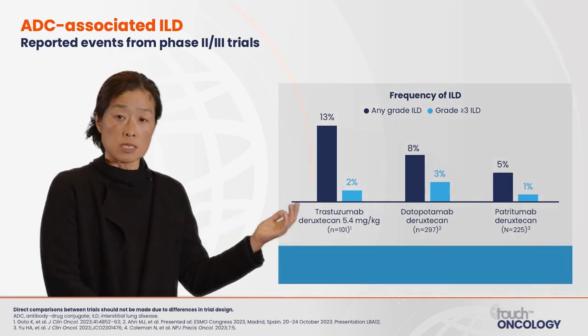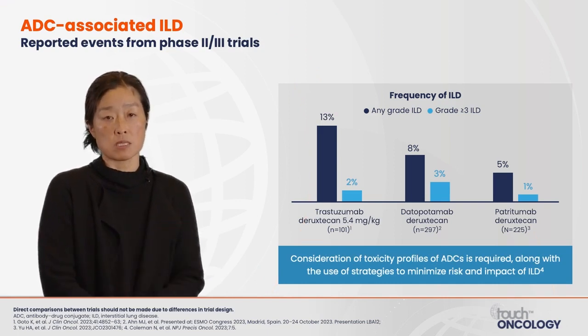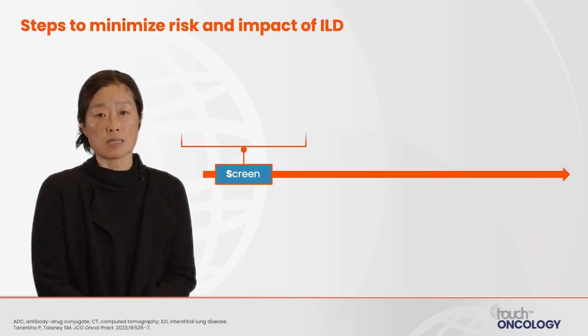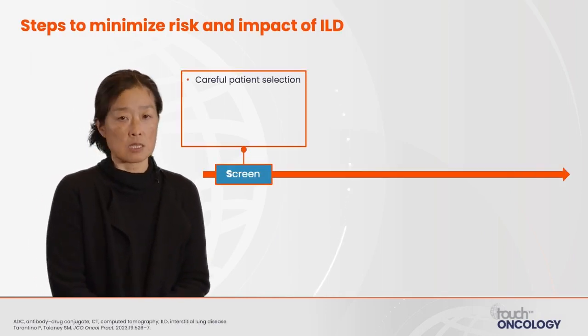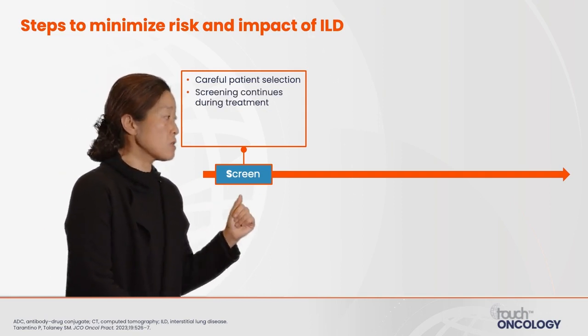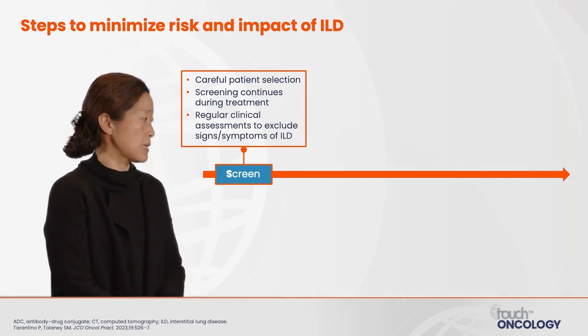And as you're using ADCs such as this, consideration of this is important so that we can minimize the risk of the impact of ILD. How do we do that? One is to screen. We need careful patient selection so that we are screening patients appropriately for treatment with these drugs. And we also screen during treatment. We need regular clinical assessments to exclude ILD.